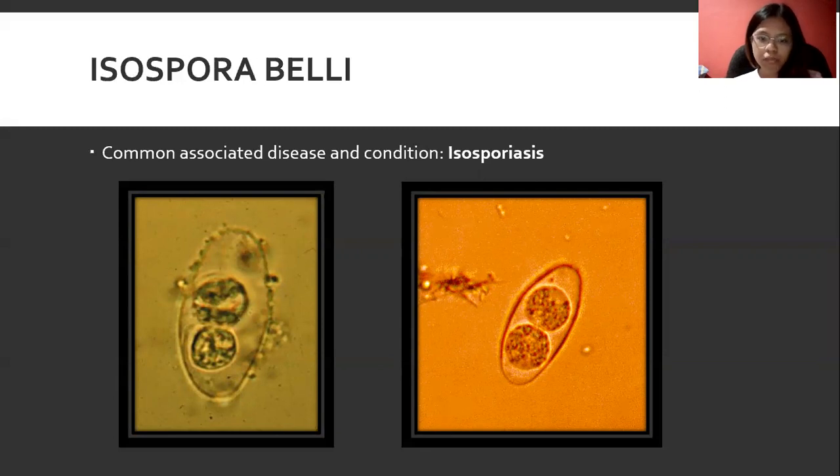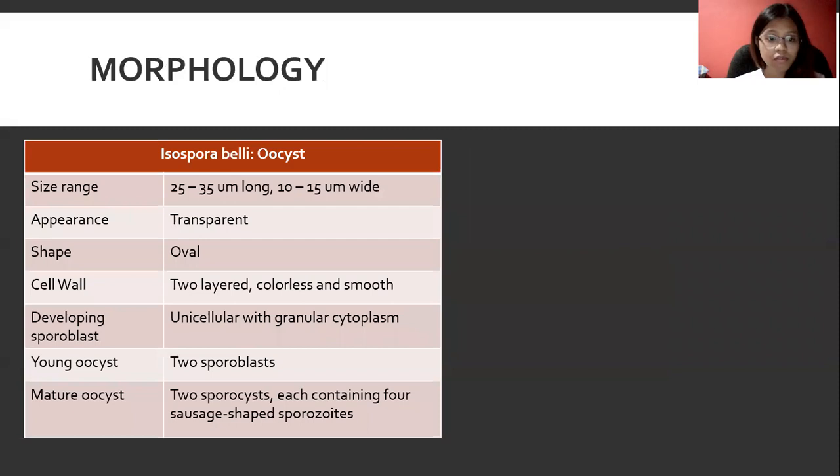So, kung titignan niyo yung picture, mukha po siyang trichuris. Pero ang pinagkaiba, mayroon dalawang malaking nucleus or vacuoles. Yan. So, size range for our oocysts, 25 to 35 micrometer long to 10 to 15 micrometer wide. Appearance is transparent. The shape is oval. Cell wall, it has 2 layers, colorless and smooth.